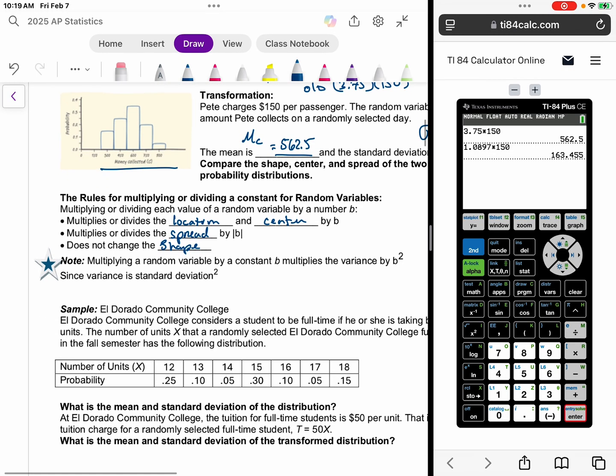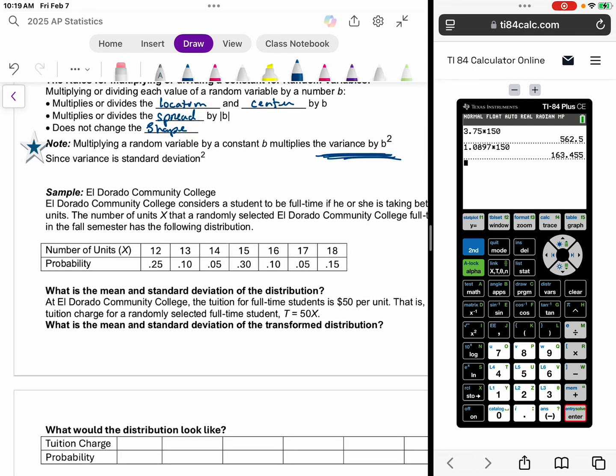So a little note there: multiplying a random variable by a constant b multiplies the variance by b squared. If we're multiplying by 150, the standard deviation got multiplied by 150, but the variance technically is 150 squared, so 22,500. That's what 150 squared is, so keep that in mind. The reason I put that little note there is that sometimes they give us those things, and also because we work with variances a lot more later in this lesson.